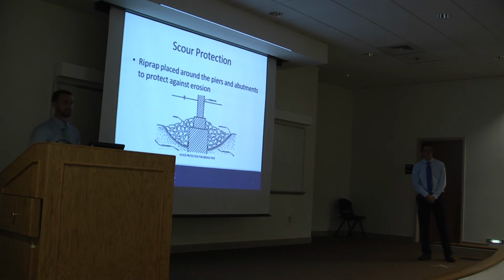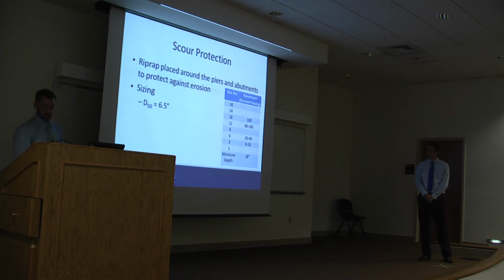So to protect from bridge scour, we decided to choose riprap as our scour protection. This is a typical scour protection using riprap, pictured here. And we decided to use a D50 of 6.5 inches. D50 is simply that 50% of the rock is smaller than 6.5 inches, and 50% of the rock is larger than 6.5 inches by weight.